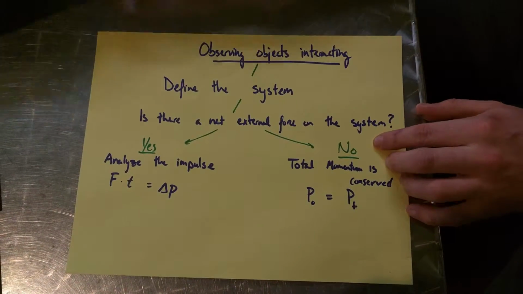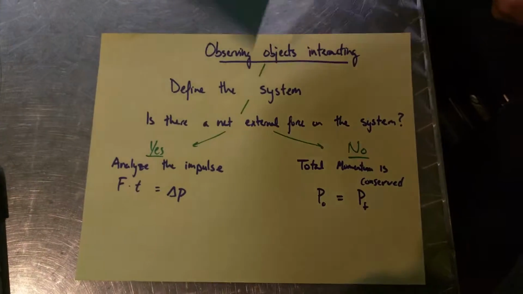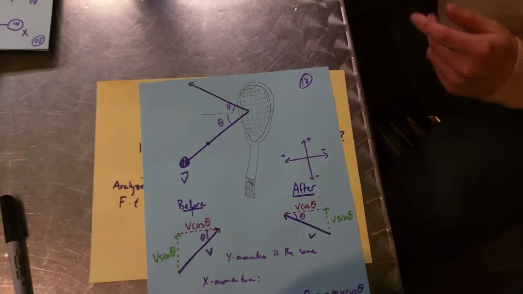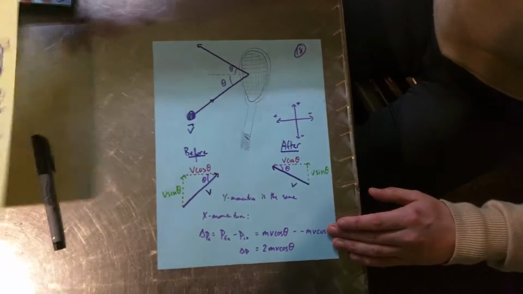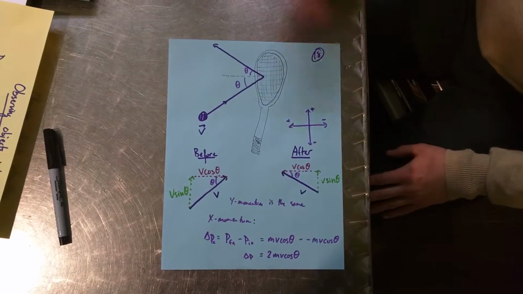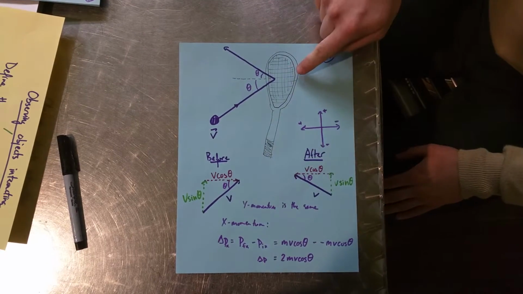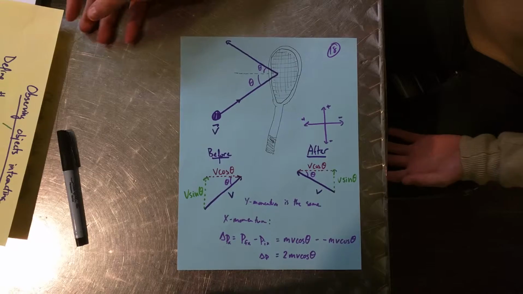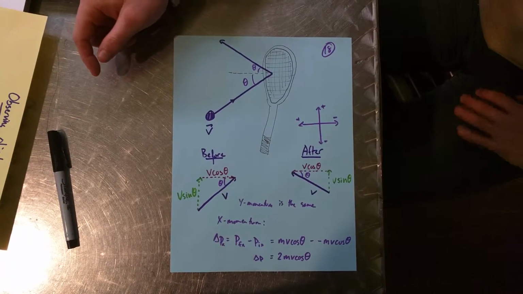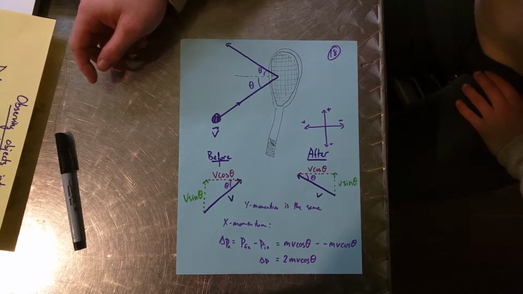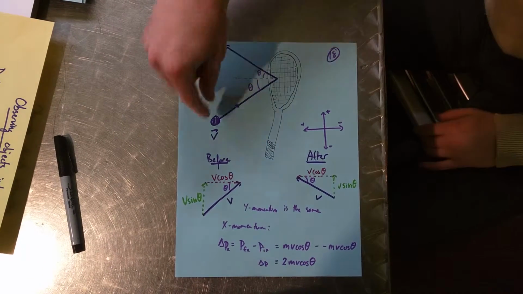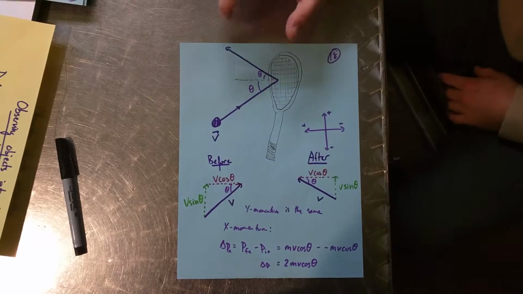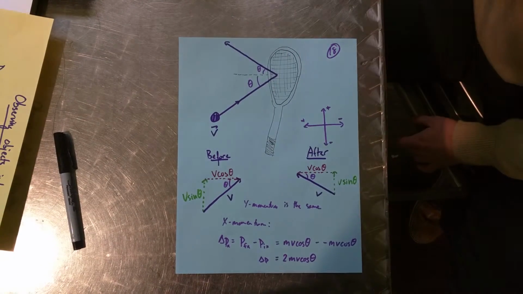So we're going to look at 18 and 20. In 18, we have a tennis racket. And there's a ball that comes in, it hits the racket and comes off, and these angles are the same. The question is, what's the ball's change in momentum? And it's tempting to say that there isn't any change because this velocity is the same as that velocity, but there most certainly is. We have to analyze this in two dimensions.